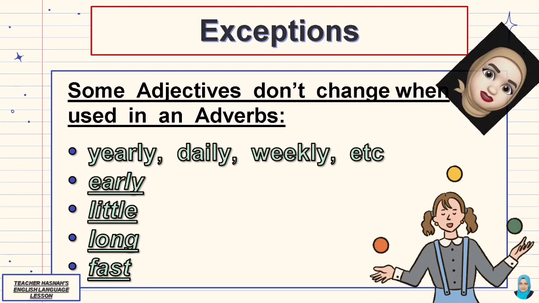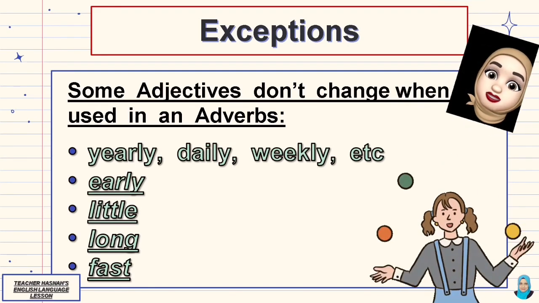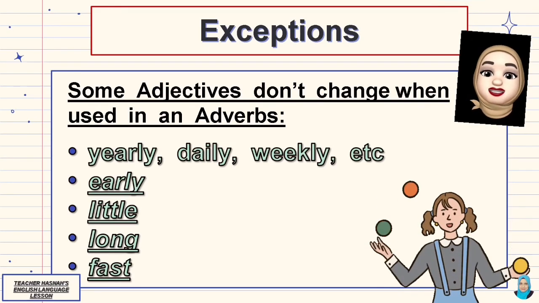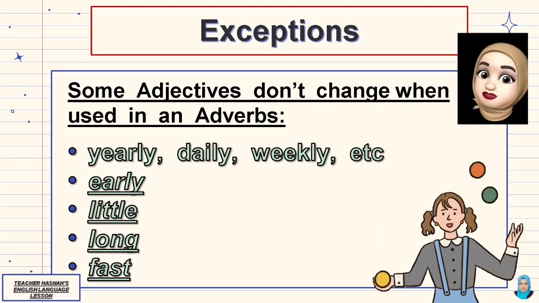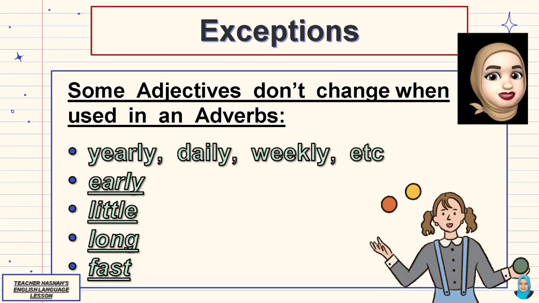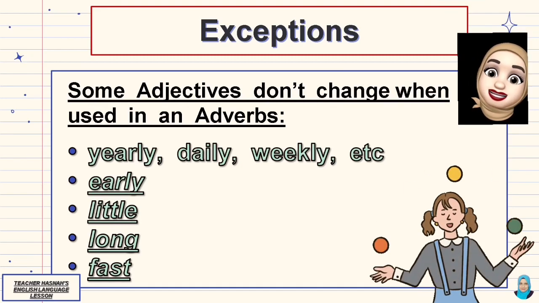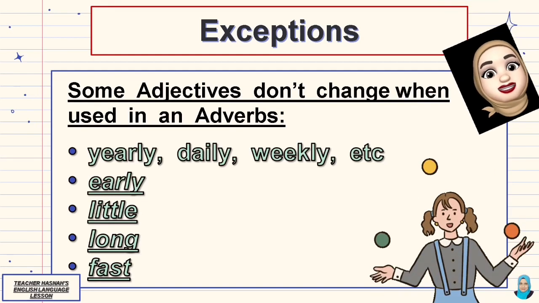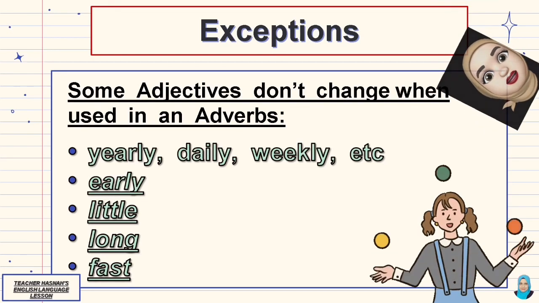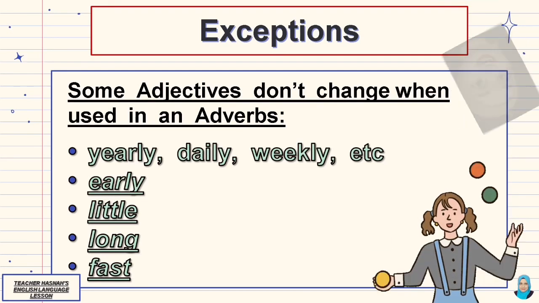Now let's take a look at some of the exceptions. Some adjectives don't change when used as an adverb. For example, yearly, daily, weekly, early, little, long, fast.